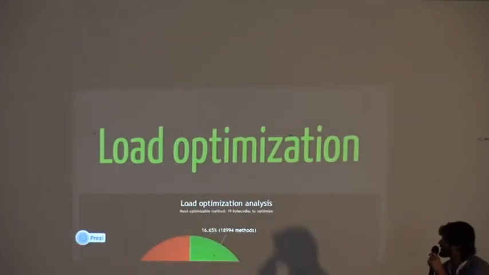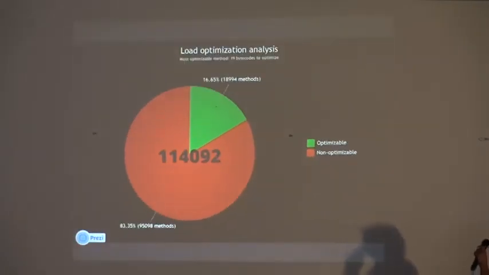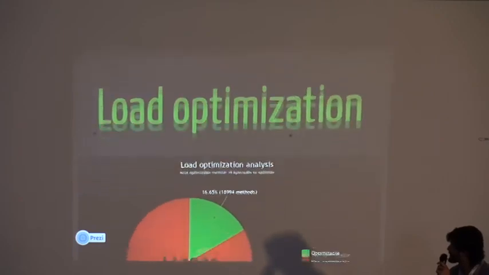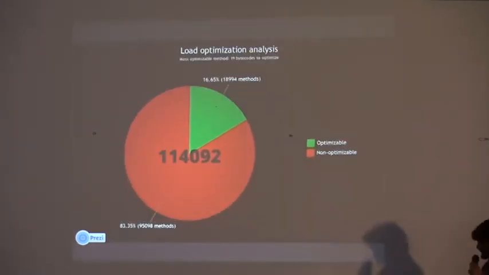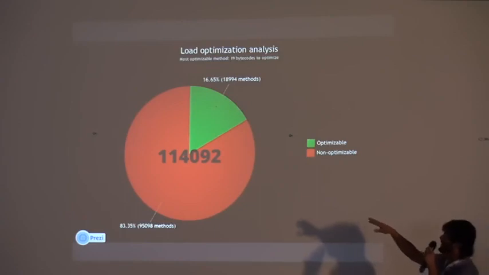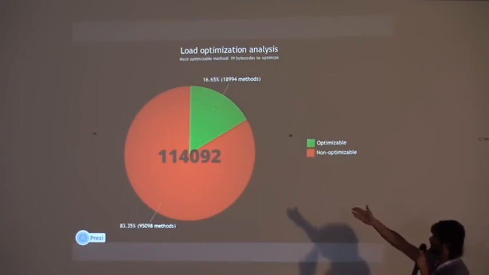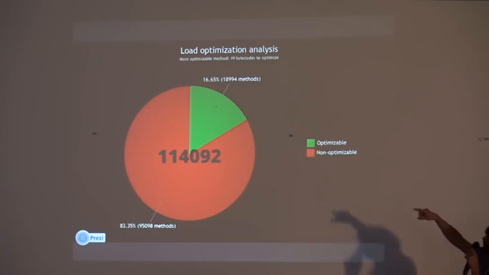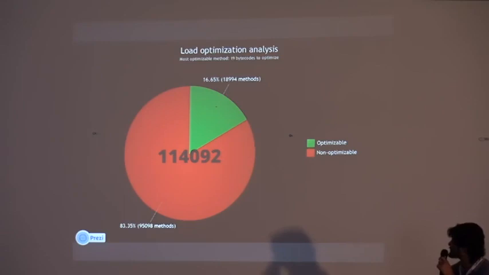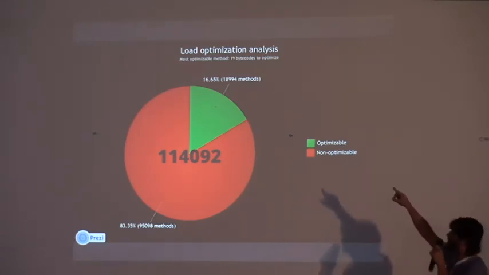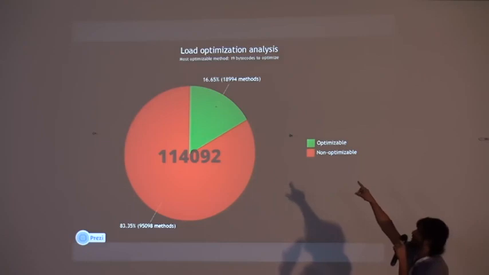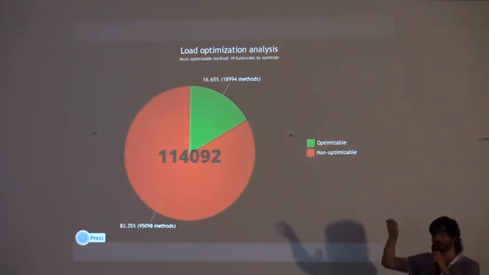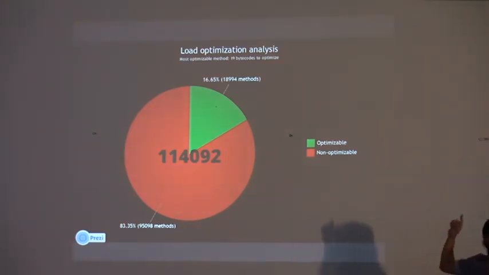And let's see in a few minutes the results we obtain. Regarding the load optimization, the first optimization, from an image of roughly 110,000 methods, almost 17% of them are optimizable, and the most optimizable method, that is the method which contains more loads that can be removed, has 19 loads.